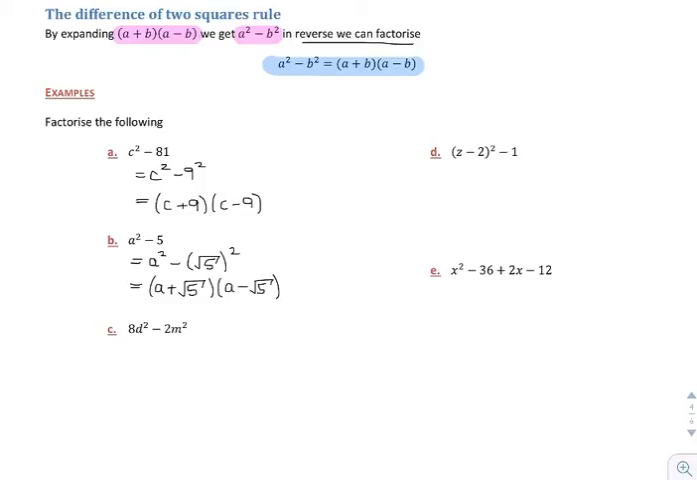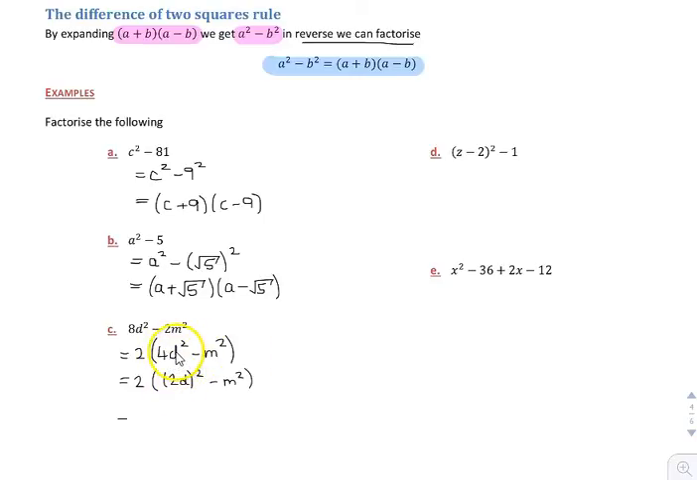Example C. 8 and 2 cannot be changed into a square number, but 2 does go into 8 and 2. So we're going to pull 2 out as the highest common factor, leaving us with 4d squared minus m squared. At this point in time, the 4 value is not being squared, so we have to actually still change this. So we're going to change this so that we can get 2 squared, or (2d) squared, minus m squared.